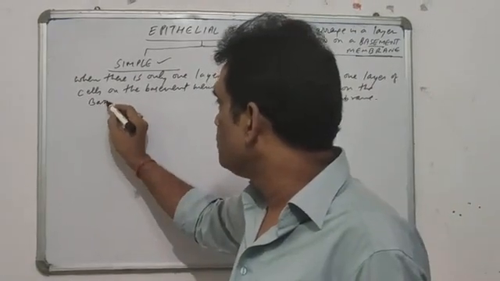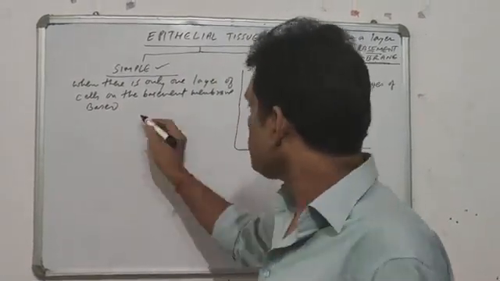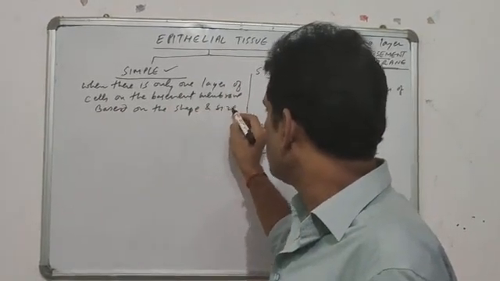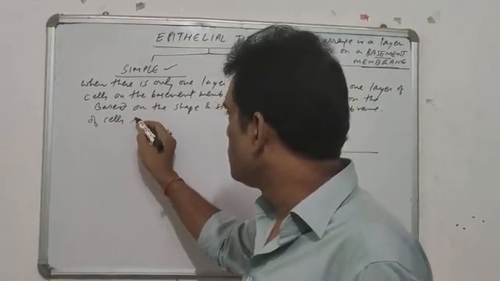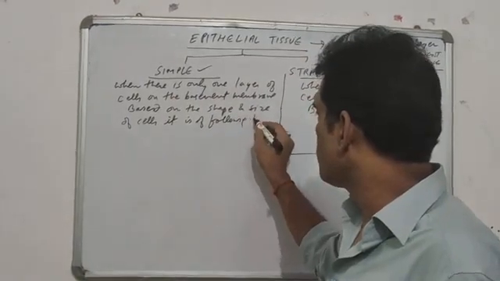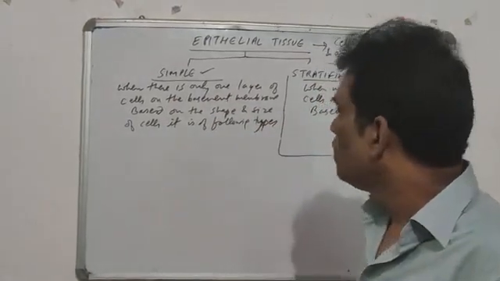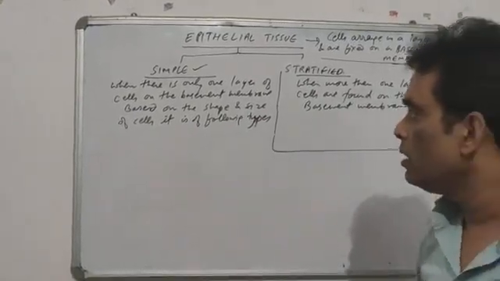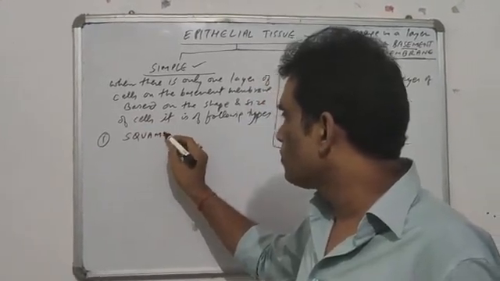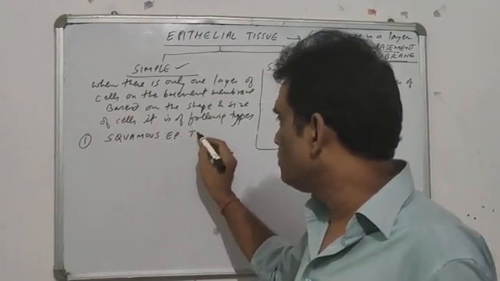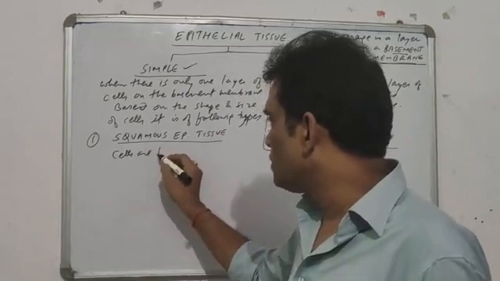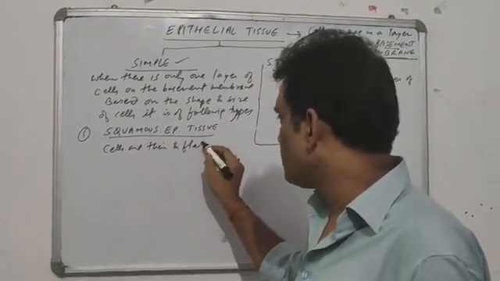Now, based on the shape and size of the cells, the simple epithelial tissue is of the following types. What are the various types of simple epithelial tissue? The first one is called squamous epithelial tissue. Here the cells are thin and flat.